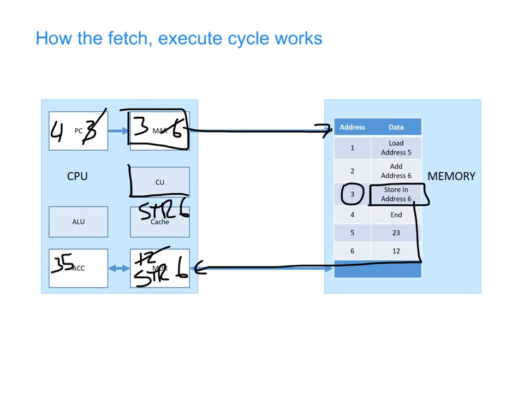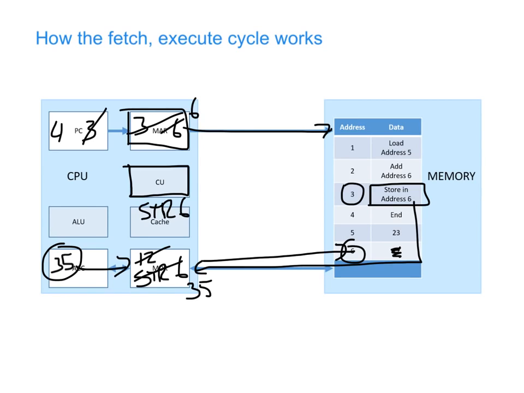So the control unit is going to look at this instruction, store in address 6, and it's going to change the memory address register to 6, and then the value that's in the accumulator, the 35, is going to go back to the memory data register and then out to memory address 6. So what was in address 6, which is 12, is no longer there. It gets overwritten by the value 35. We would also want to be storing a copy in our cache just in case we need it very soon later.